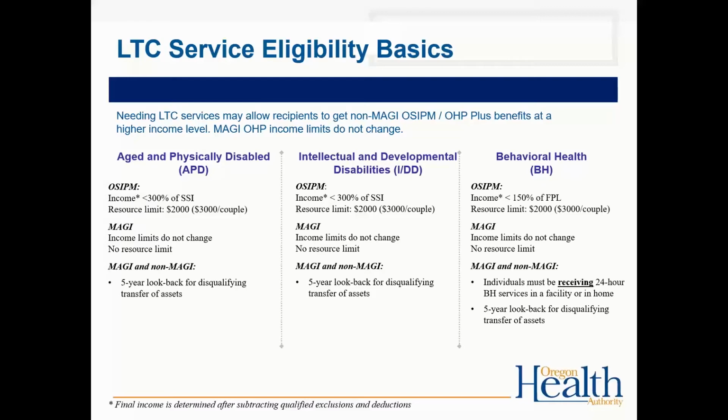There is a special limit for those who have behavioral health needs. We're actually looking at 150% of the federal poverty level for their income, but all else is the same. Also, all 3 types of long-term care do have a 5-year look back for disqualifying transfers of assets. And a special aside for behavioral health is that they must already be receiving those behavioral health services when they apply.